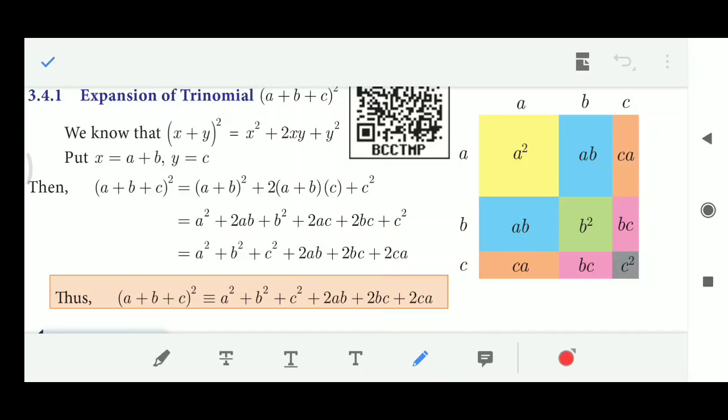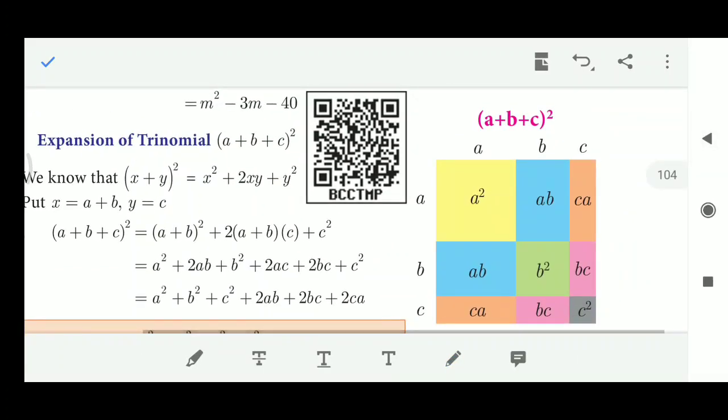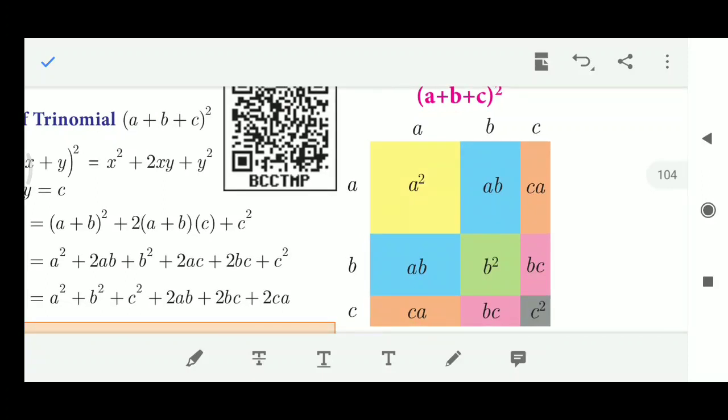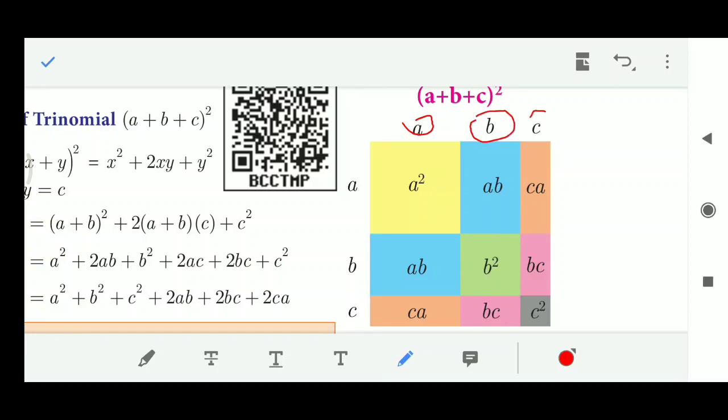Now we will see the expansion of a trinomial, which uses three variables. (a + b + c)² = a² + b² + c² + 2ab + 2bc + 2ca. Now we will see this expansion using blocks. Here yellow color denotes a, blue denotes b, and orange denotes c. Here on the cross side also a, b, c.